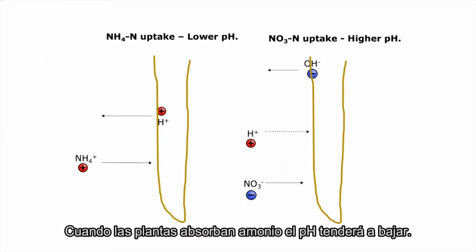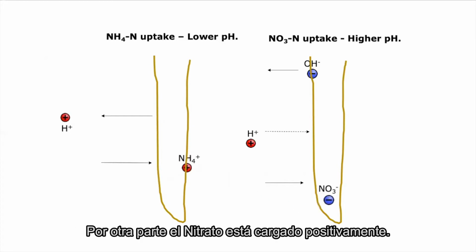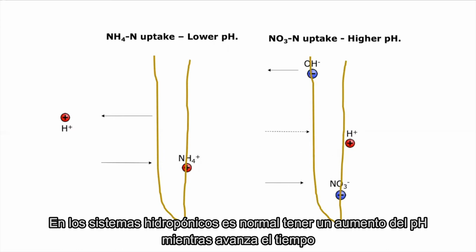When plants take ammonium, pH will tend to decrease, meaning the pH of the nutrient solution will get lower. On the other hand, nitrate has a negative charge, meaning that when nitrate is taken up by the plant, the pH will tend to increase. In hydroponic systems, we are used to having a small increase of pH over time.